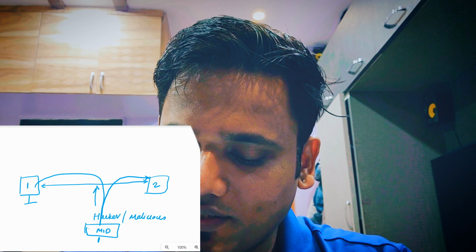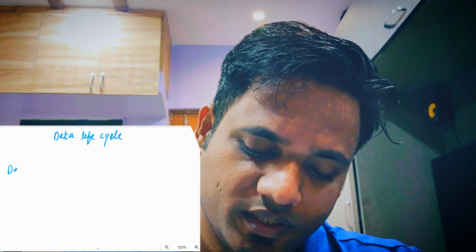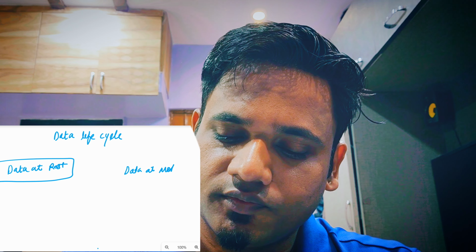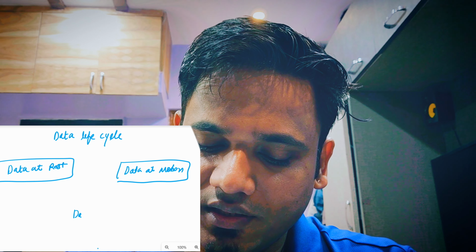And what if he has this data, what can he do? It's up to him. Such attacks usually happen when we talk about data in motion. So we are talking about the data life cycle here. We discussed data at rest and its protection technique, then we discussed data in motion and its protection technique. Now we will discuss data in use.